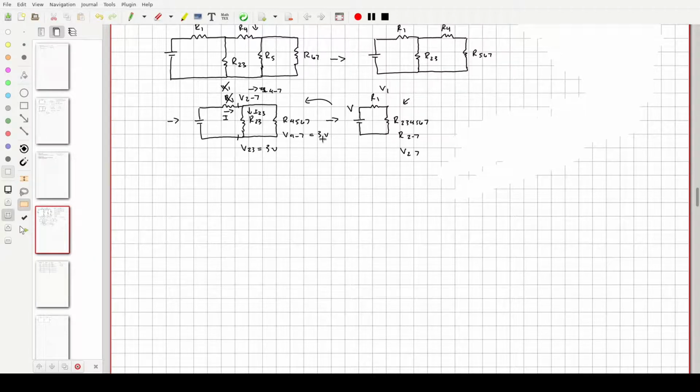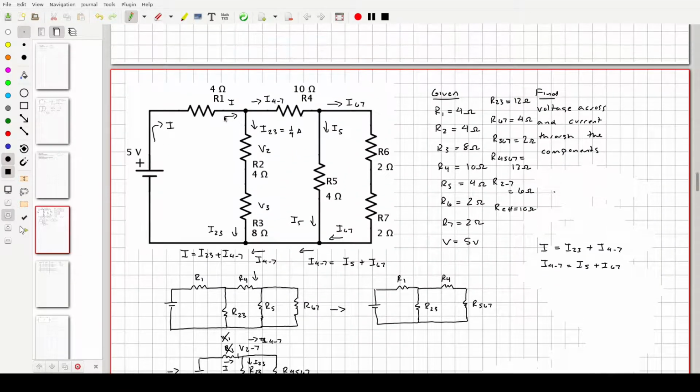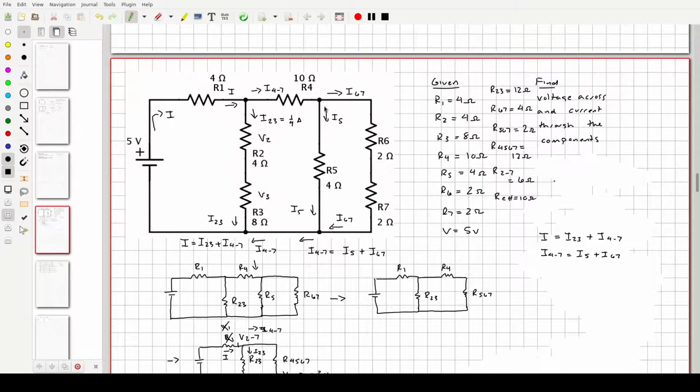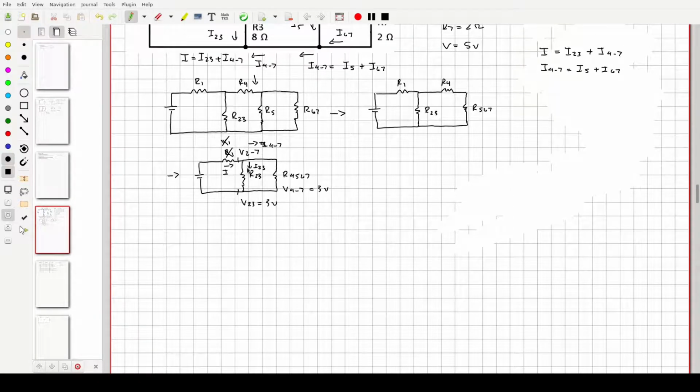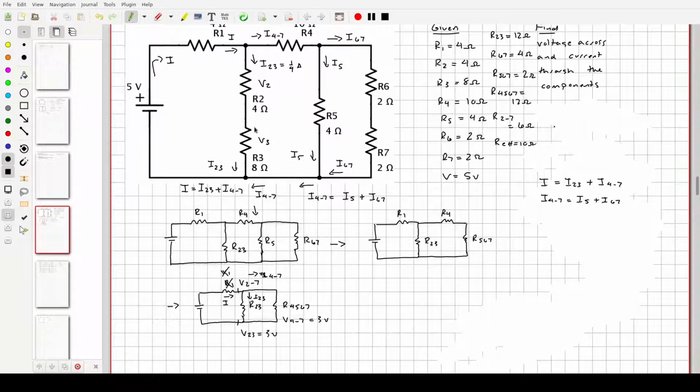These are things that we can look up. We've done part of this. We still need to do R4, 5, 6, 7 and find its current. We found the current going through R2. So what we do know is that, looking up over here, the current that enters, the part that goes down here, if you add that to the part that goes here, they're going to have to be equal to each other. And here is I23, which is this right here.